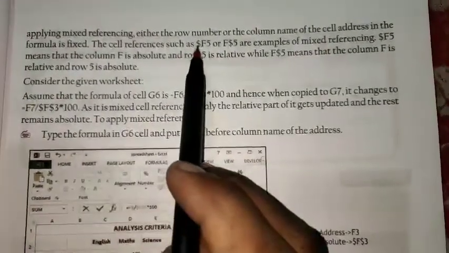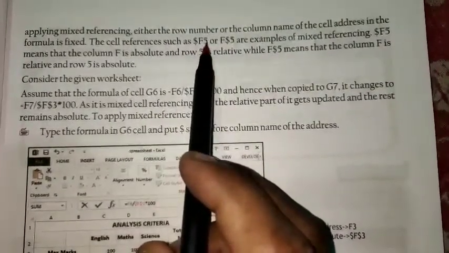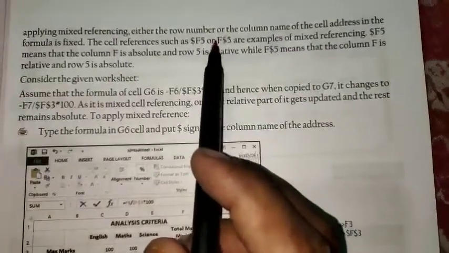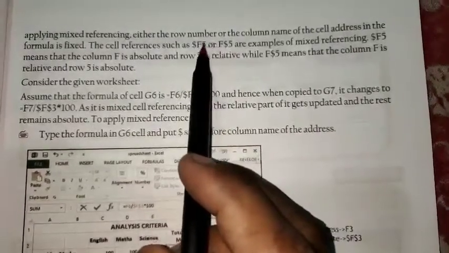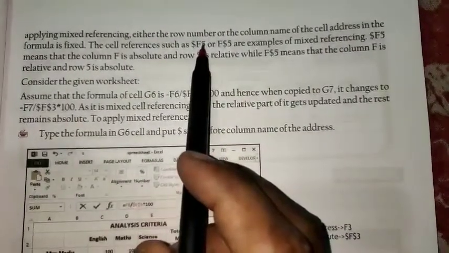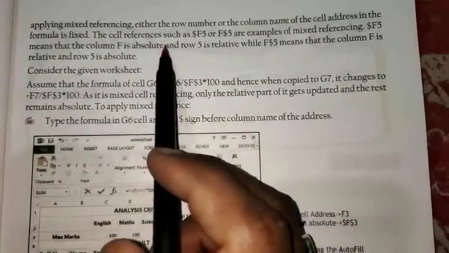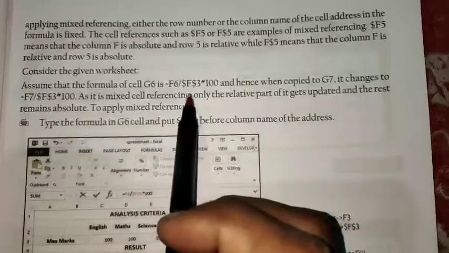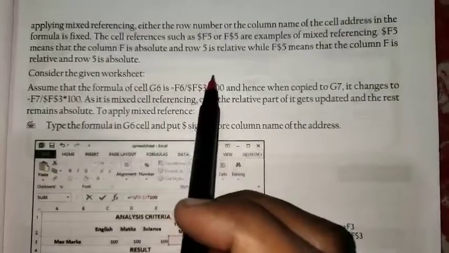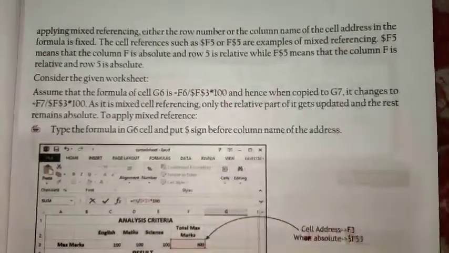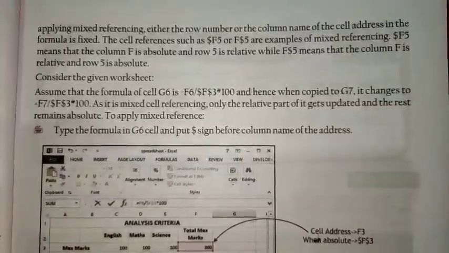Like see here, you can see $F5. Here F is fixed and 5 is not fixed. Here 5 is fixed, F is not fixed, because in front of F the dollar sign is not used. Here in front of 5 the dollar sign is not used. Like this we have to study mixed referencing, in which both the referencing are being used simultaneously, or a combination of both the referencing is being used. Let us see the practical part of it to make it understood more clearly.